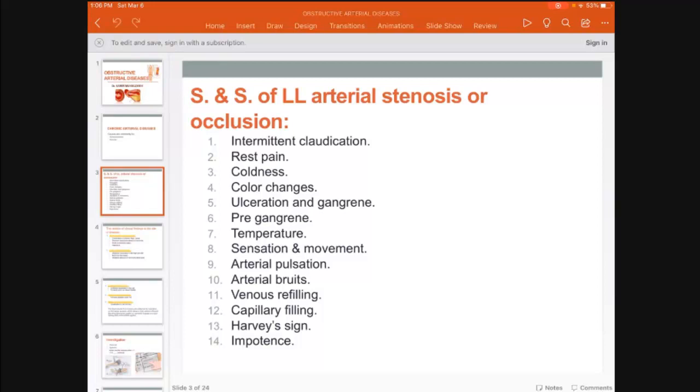The Harvey sign is how to empty the vein and how it will return back. It depends on the arterial flow, how much it is obstructed to that part of the body. Impotence, especially in the male, not the female, can occur with abdominal aortic and iliac disease.